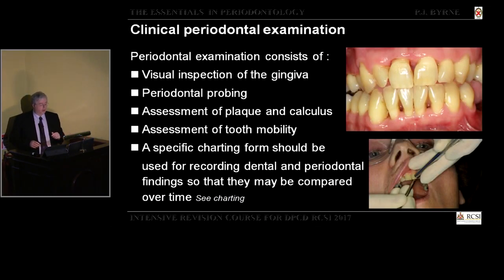I'm not going to teach you how to do a clinical examination. Paul Quinlan has looked at many aspects of that already. But in terms of periodontal examination specifically, you need to visually inspect the gingiva. We need to look for inflammation. We need to look for changes. We need to carry out a periodontal probing. We need to assess plaque and calculus. We need to look at mobility. And we should chart all of this in a very specific form, which is there and can be reproducible and can be added to and reviewed into the future.